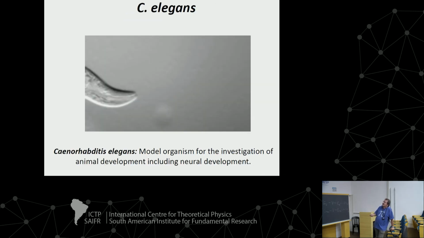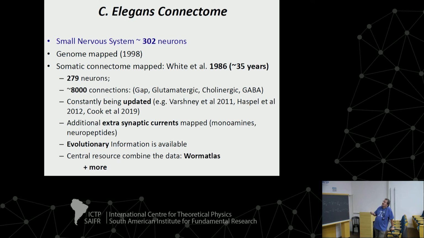So C. elegans, this is a model organism for the investigation of animal development. It's one of the simplest nervous systems that one has available, a worm. It's very small, has only 302 neurons. The genome was mapped in 1998. The somatic connectome was mapped 35 years ago. The synaptic currents as well. So I think it's by far the most well-understood nervous system on Earth.